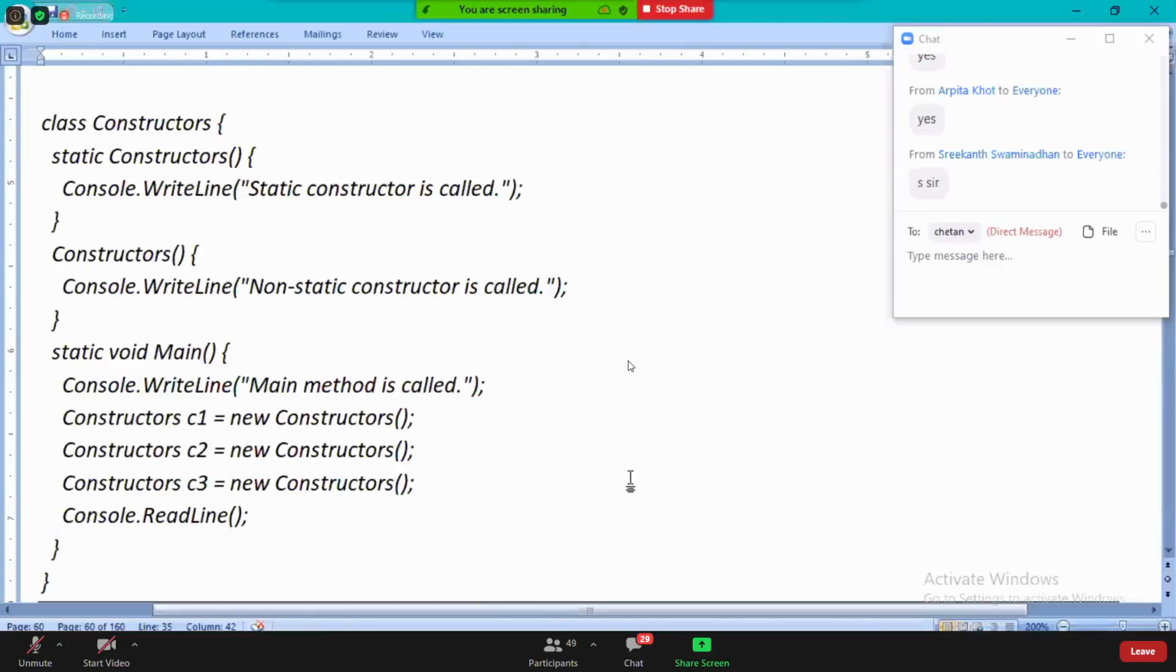Suppose you're developing a school application. Can anyone tell me what are the entities associated with the school? Student, teacher.